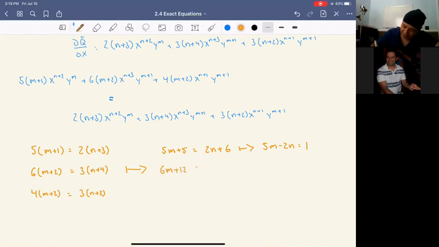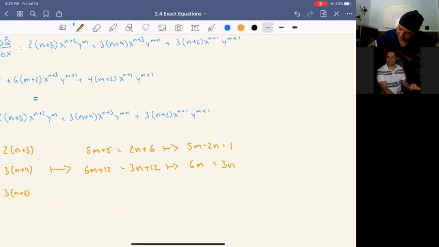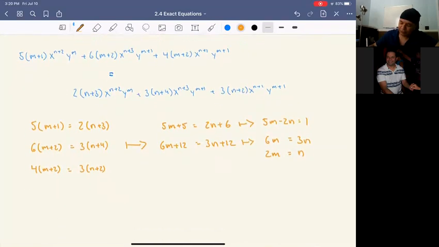6m plus 12 equals 3n plus 12. Okay, ooh, I don't know if I like this one. The 12s are going to cancel. So we're going to get 6m equals 3n. Okay, or let's write it as 2m equals n. A little more space. Let me write it underneath.